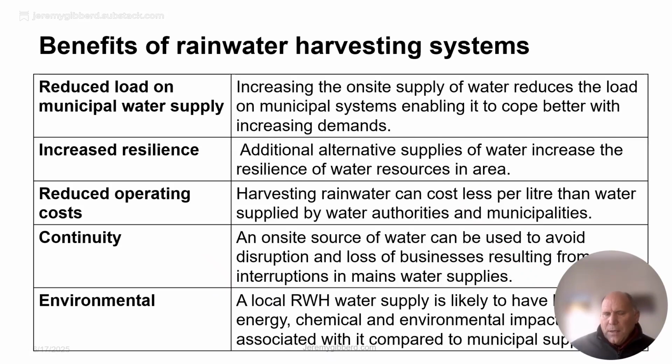So what are the key benefits? From a municipal point of view, the key benefit is that you reduce the pressure on municipal systems. From a house or building owner point of view, business owner point of view, you increase the resilience of the building. You don't have to close the building if there's a water interruption. You can carry on because you've got your own supply. Reduced operating costs and environmental.